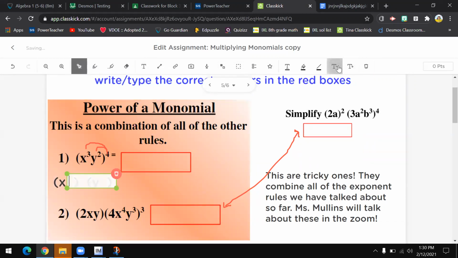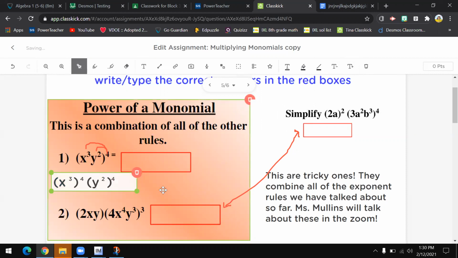So that means to take x cubed and raise it to the 4th. Then it's saying to take y squared and raise it to the 4th. That's what it's saying to do. The x cubed, raise it to the 4th power. The y squared, raise it to the 4th power.